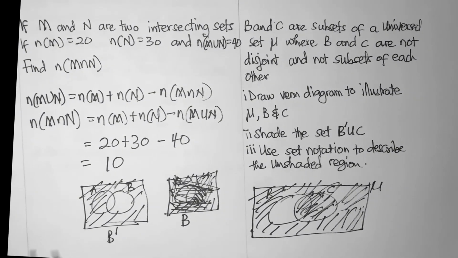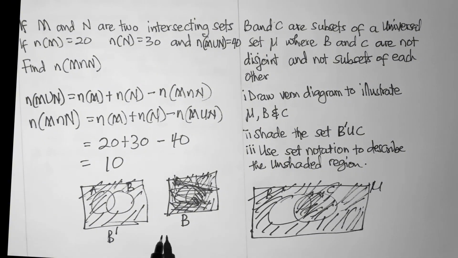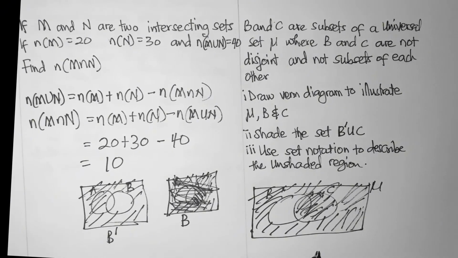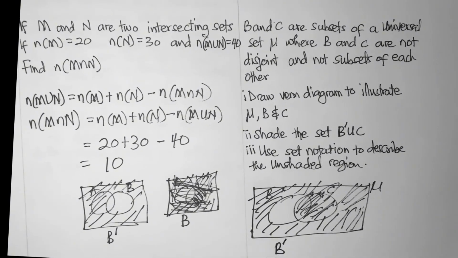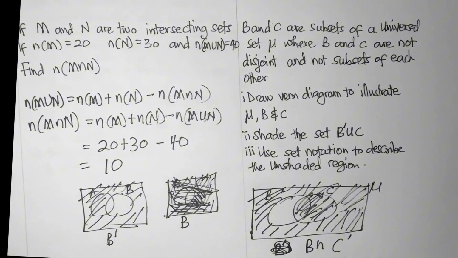And then the last part of the question says that we should use set notation to describe the unshaded region. So you see that the unshaded region is B only. So how do we write B only? B only is B intersection C complement.